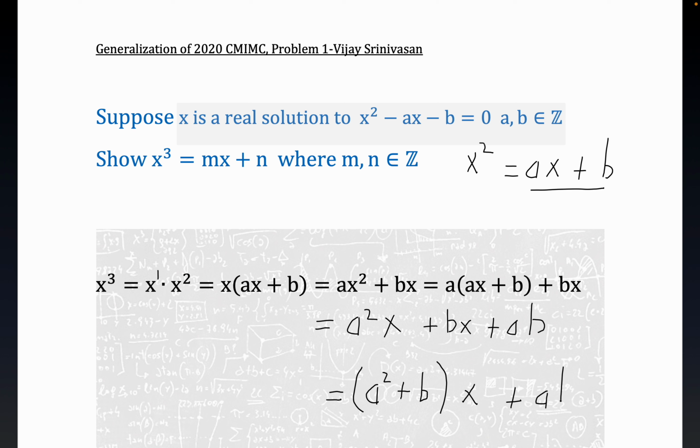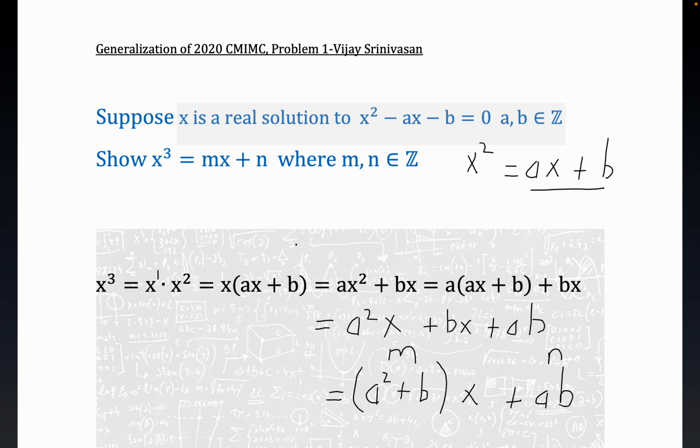And so you see what we've done, not that you need to see this necessarily, but we were trying to show that x cubed, this is x cubed, is equal to all of this stuff. So we're looking for integers m and n such that this is true. So your m is equal to a squared plus b, which is also an integer, and then your n would just be ab. So that completes the proof, folks. Not much going on there.